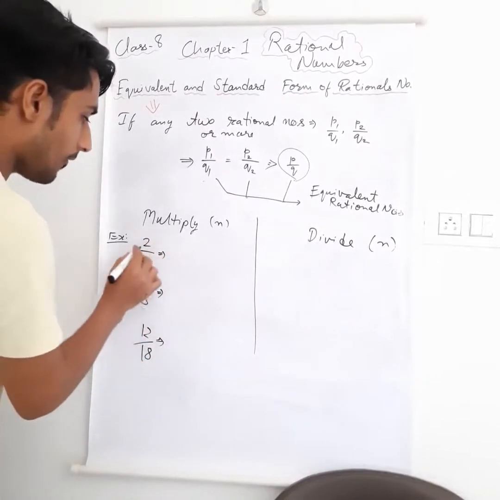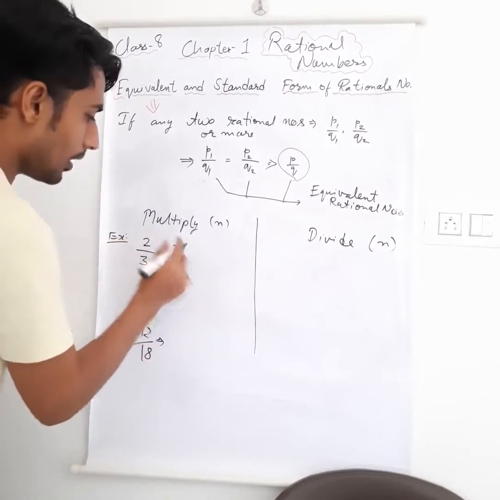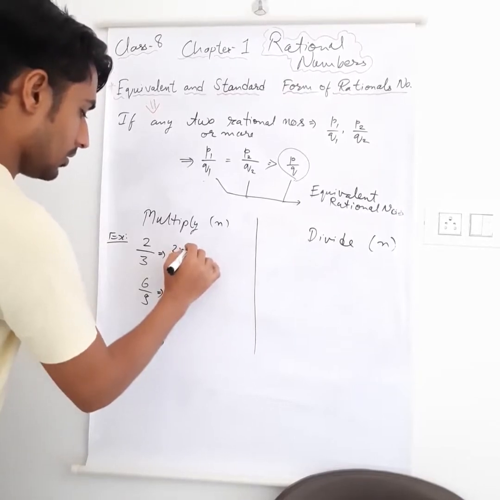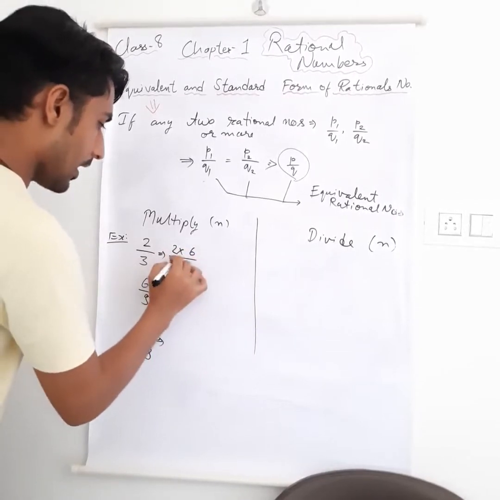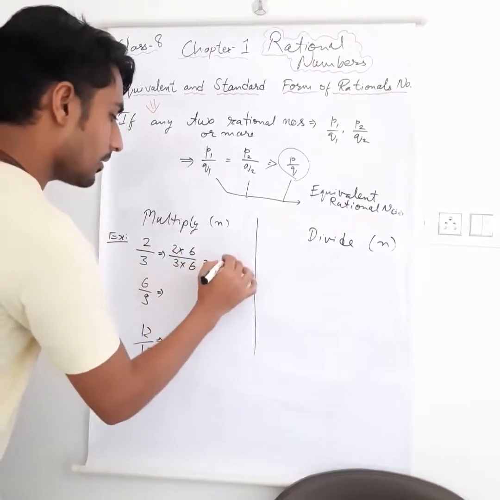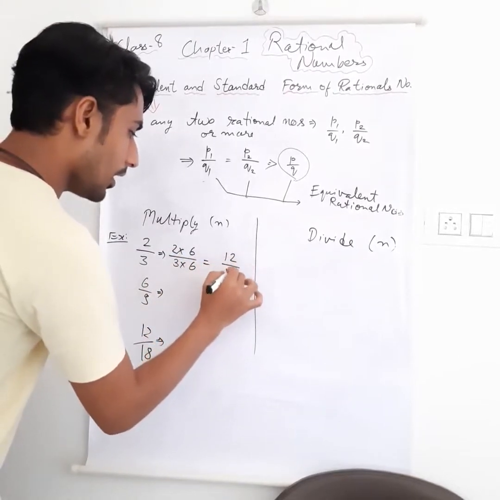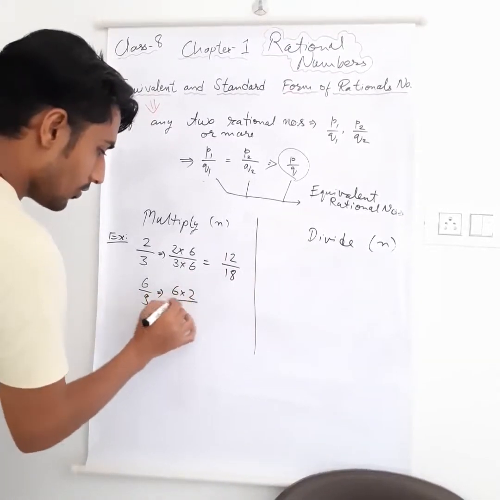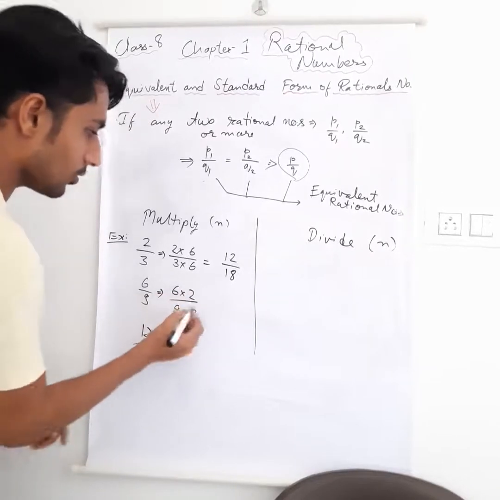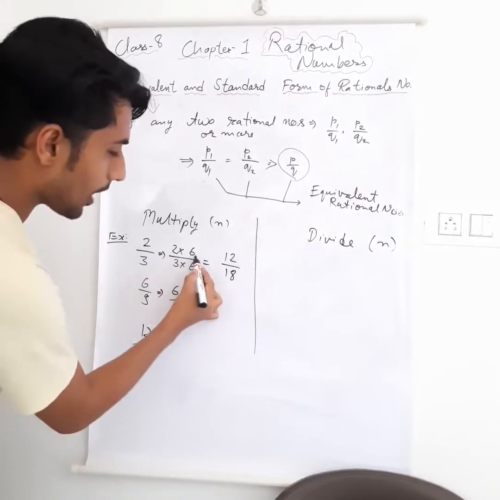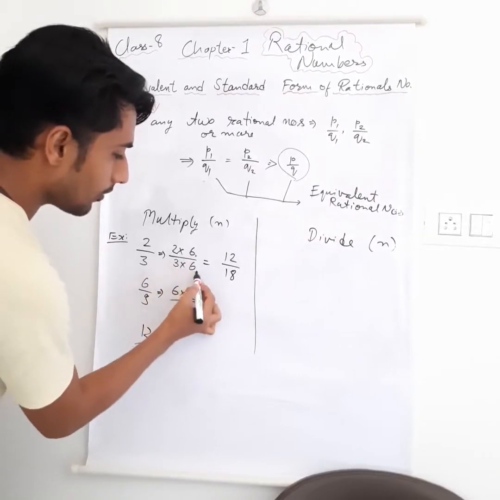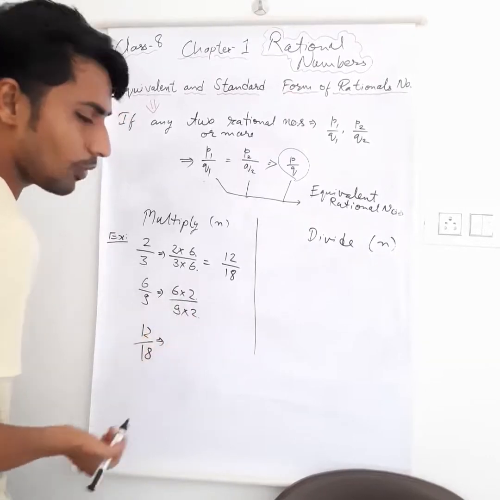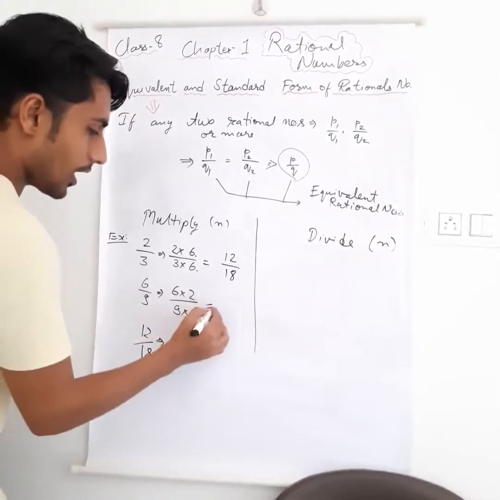How? See, if I multiply 2 by 6 and 3 by 6, we get 12 upon 18. Here, 6 times 2 and 9 times 2, the same number. If we multiply by 6 in the numerator, we multiply by 6 in the denominator also. If 2 is multiplied in the numerator, then 2 is multiplied in the denominator also. We get the same result.